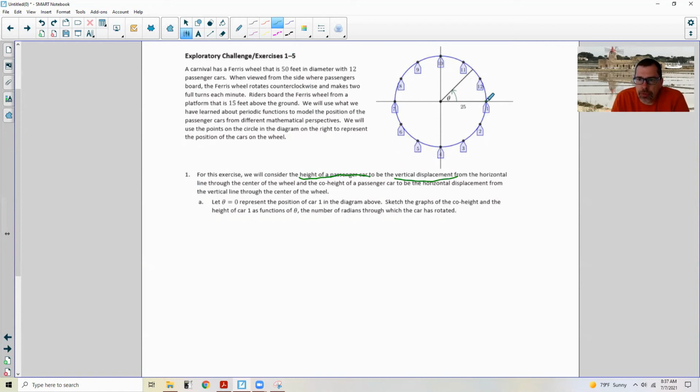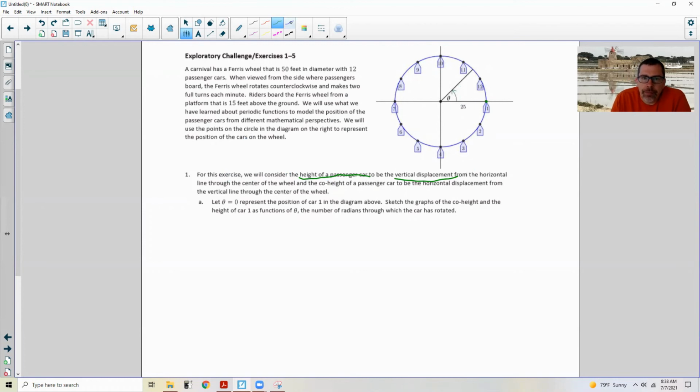Okay, so this would be 0. And as we're going around, vertical displacement is going to be how far up. So this is going to be 25 feet here, and a third of 25 feet, 2/3 of 25 feet, and so on. No, not necessarily. This is closer than that. So anyhow, vertical displacement. All right.